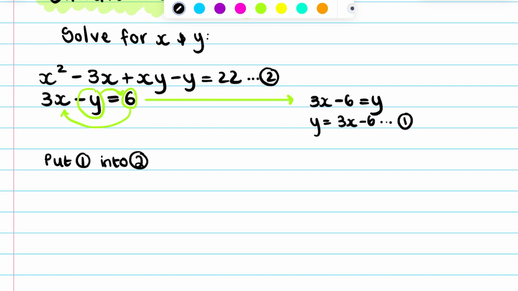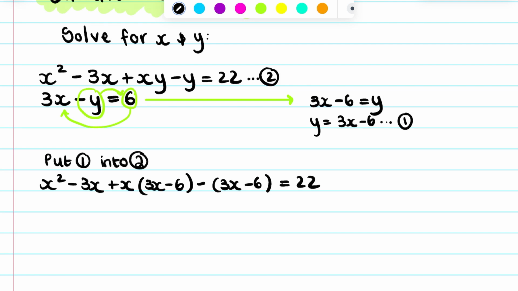So your equation will look as follows: x squared minus 3x plus x times (3x minus 6) minus (3x minus 6) is equal to 22. All right, so let's do some simplification here. Multiply in our brackets. So here with this x, we're going to multiply in, and with this negative, we are going to multiply in. So we will have x squared minus 3x plus 3x squared minus 6x, and here we'll have minus 3x plus 6.